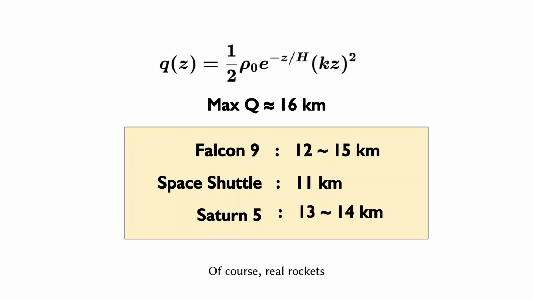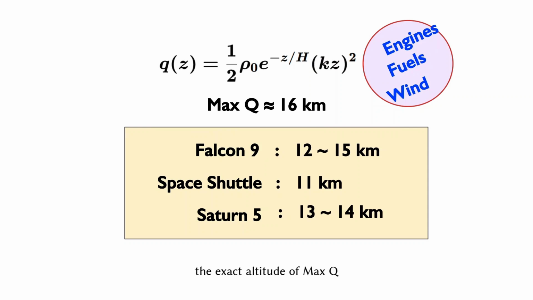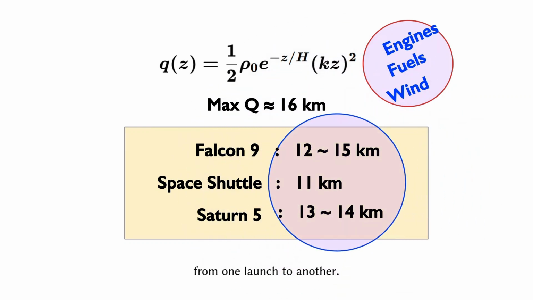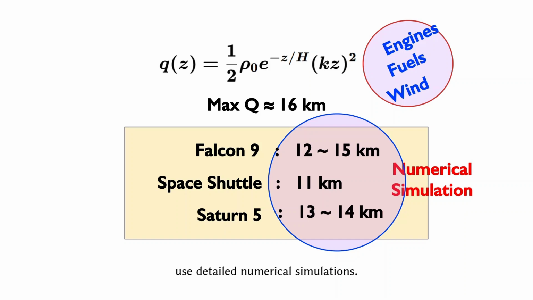Of course, real rockets are much more complicated. Air density doesn't follow a perfect exponential. Rocket acceleration isn't constant. Engines throttle down. Fuel burns off. Wind also plays a role. These effects change the exact altitude of max Q from one launch to another. That is why engineers use detailed numerical simulations.